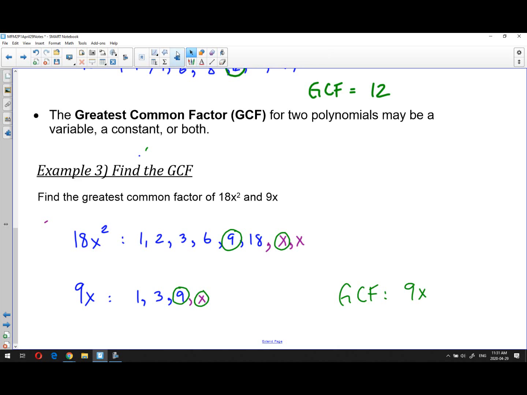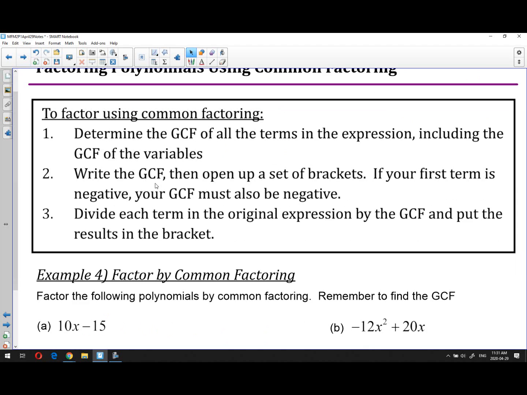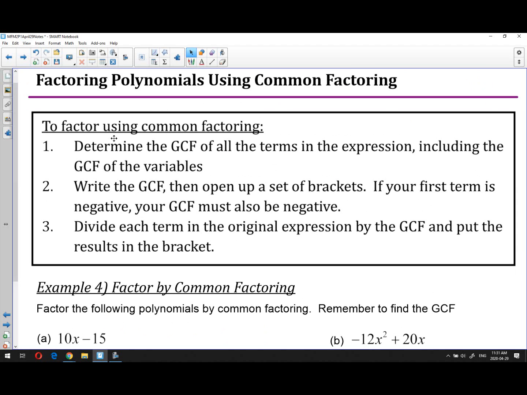Okay, so thus far all we've been doing is finding factors and greatest common factors. We haven't yet factored a polynomial. And so to do that, here are the steps. To factor polynomials using common factoring, the first thing you want to do is determine the greatest common factors of all the terms in the expression, including the greatest common factors of the variables.